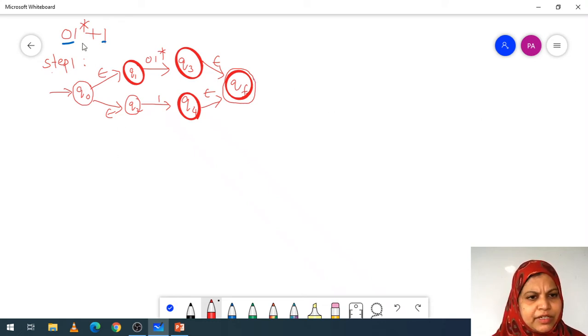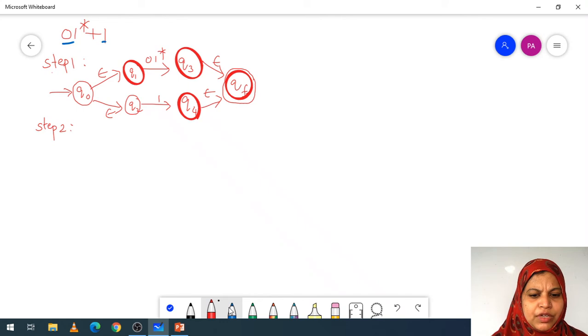Q0 epsilon epsilon. I'm dividing this regular expression into two parts, 0 1 star plus 1. 0 1 star is one symbol, again 1 is there, q3 q4 epsilon epsilon qf. This is step 1. Now step 2.